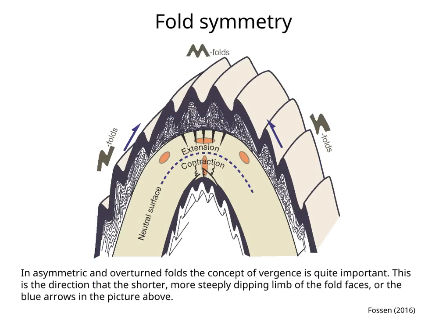In asymmetric and overturned folds, the concept of vergence is important. The vergence of a fold is the direction that the shorter, more steeply dipping limb of the fold faces. For the structure shown here, the vergence of the smaller Z and S folds is indicated by the blue arrows.